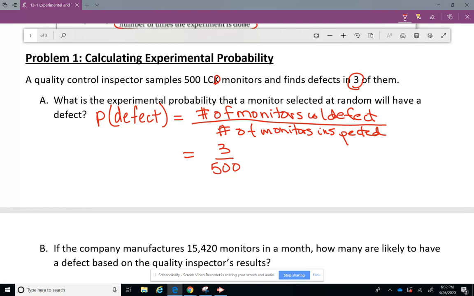When you type into your calculator 3 divided by 500, you could use that fraction there, but we're going to turn it into a decimal and into a percent. You would get 0.006. So here's your fraction answer. Here's your decimal answer. And we're used to, when we're watching the weather, it talks about the probability or the chance of rain. So we're going to turn it into a percent. So 0. You move the decimal 2 places to the left. Okay, so 0.06%. It's a very small percentage of the ones that are defective.